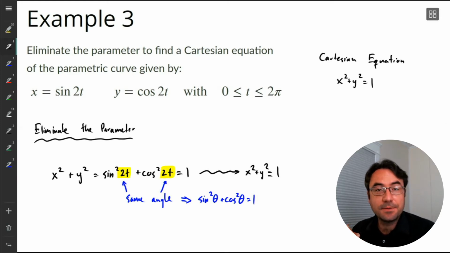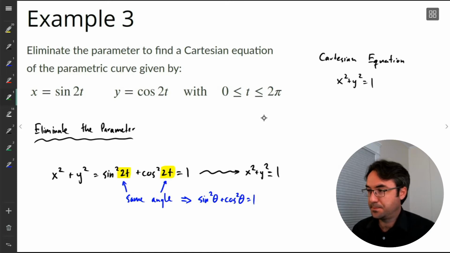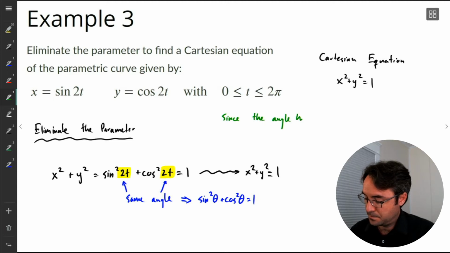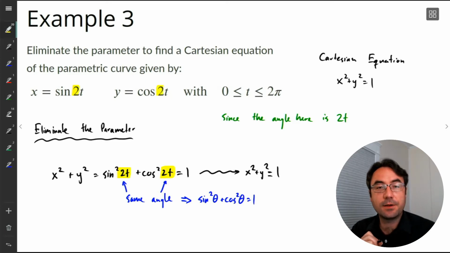Now the difference here is we're going to have a different starting point. And because of this 2 here, we're actually going to go around the circle twice. Because of this 2, for our angle here, we're kind of doubling the angle. And that means we're going to go around the circle twice.